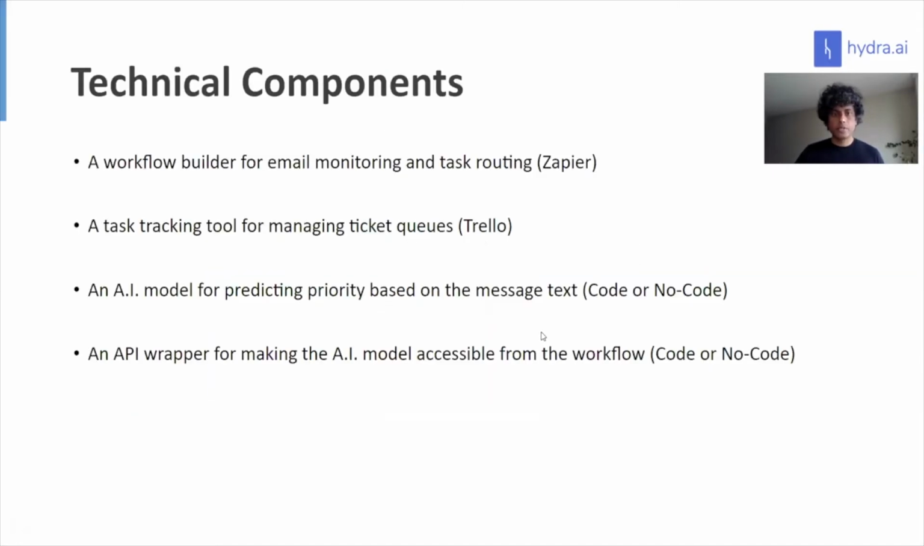So let's go through the implementation approach. We're going to need a workflow builder because we need something to monitor incoming email and do task routing. HCP in this case has Zapier. It's a basic workflow tool. We're going to use that. And then we're going to need a task tracking and assignment tool. HCP has Trello, a basic task tracking tool. We're going to use that for this solution. Now, the last two things are the tricky ones.